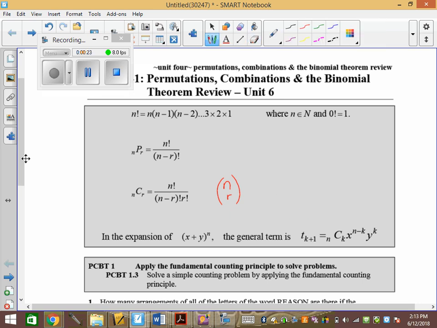If I have 16C3, what's that the same as? 16C something else other than 3. 13. The common difference between the two.